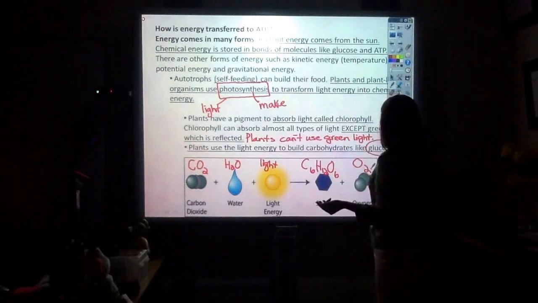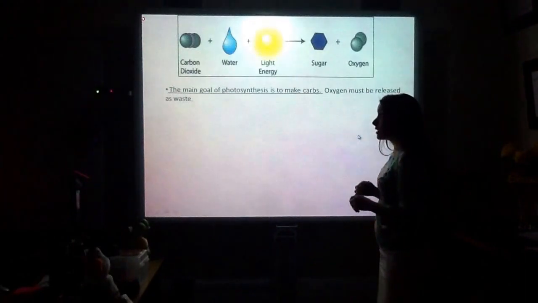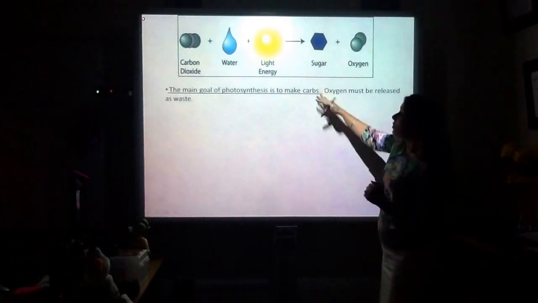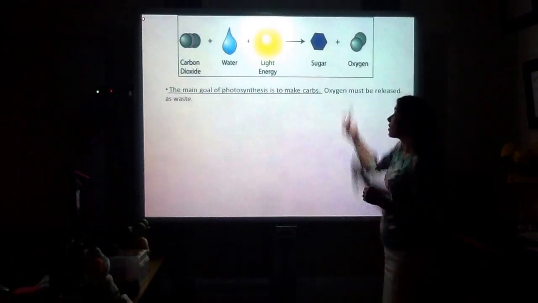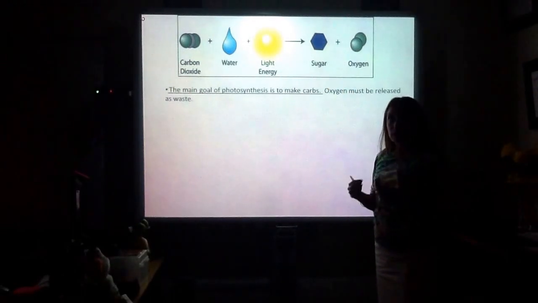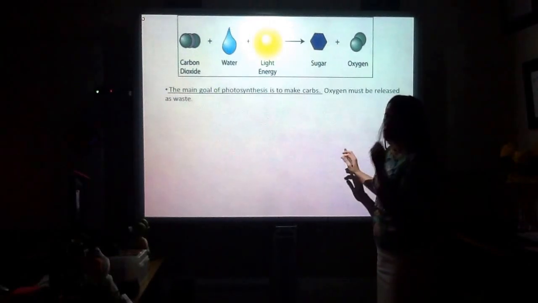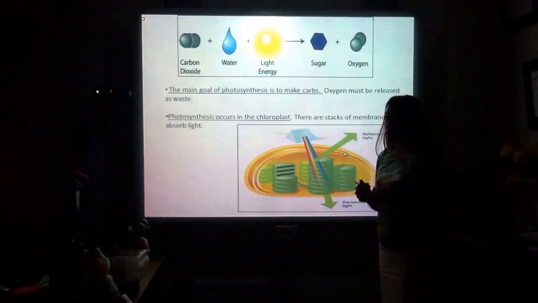Sadly, the plant will actually have to break down that food when it needs ATP. But the main goal of photosynthesis is to make carbs. Oxygen is actually released as a waste. So plants and plant-like things like algae release oxygen as a waste.